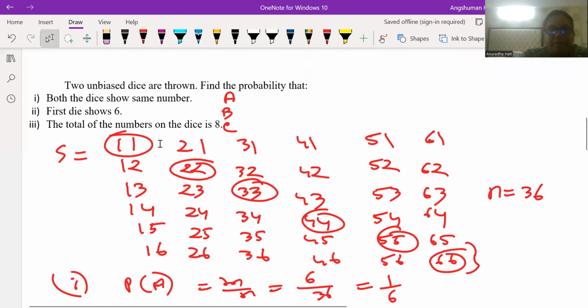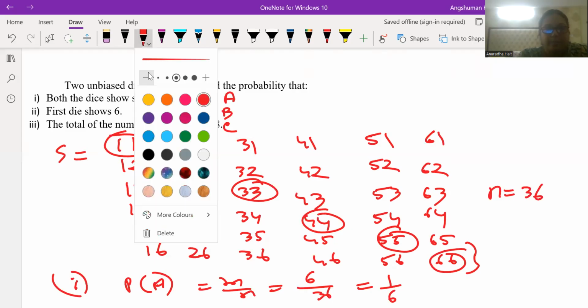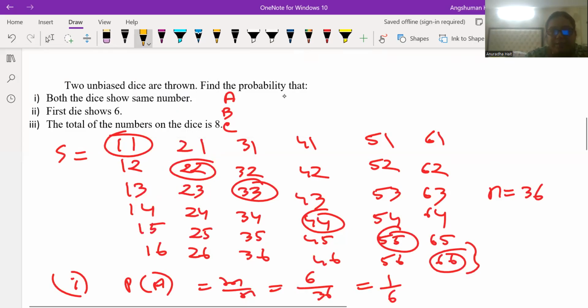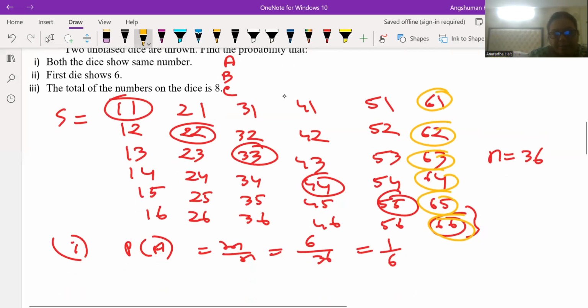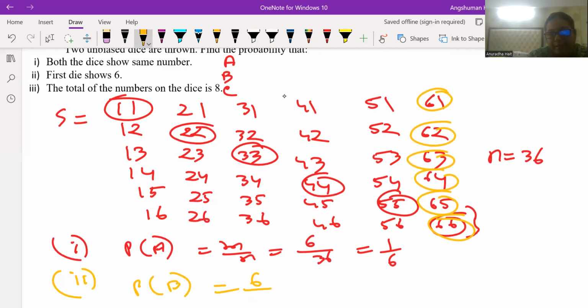Next is: first dice shows 6. The first dice should show the number 6. So where are we getting that? First dice means the first column. So we go to the last one. First dice is showing the number 6. We are getting 1, 2, 3, 4, 5, 6 points. So how many are there? Again, we are getting here probability of B, we will get 6 by 36. So 1 by 6.